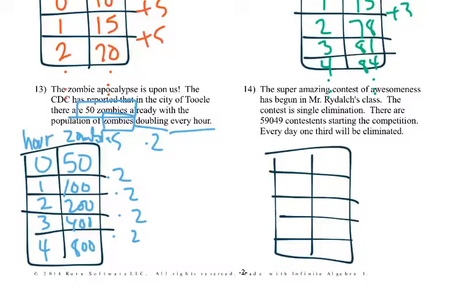Now the last one. The Super Amazing Contest of Awesomeness has begun in Mr. Rydalch's class. The contest is single elimination. There are 59,049 contestants starting the competition. Every day, 1/3 will be eliminated. In our last minute, every day, we're losing contestants. So, in the contest, we'd have contestants. We started out with 59,049. The next day, we're going to cut that down by 1/3. So I take that and I divide by 3.